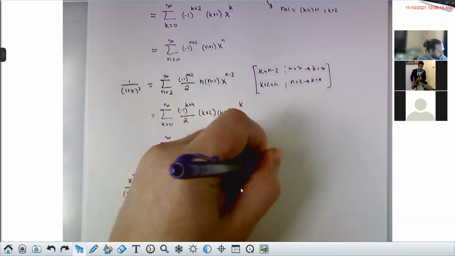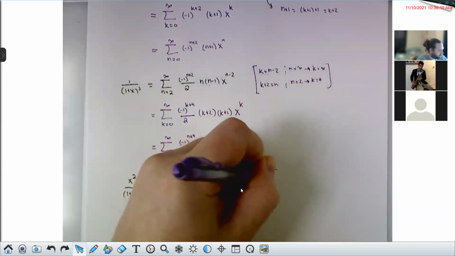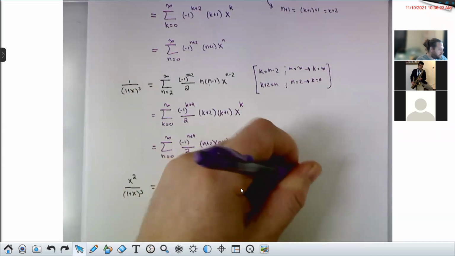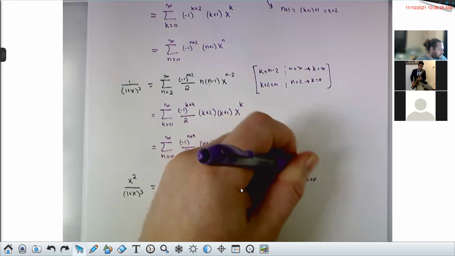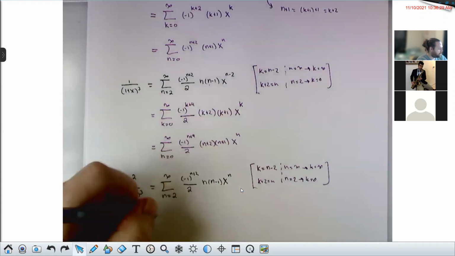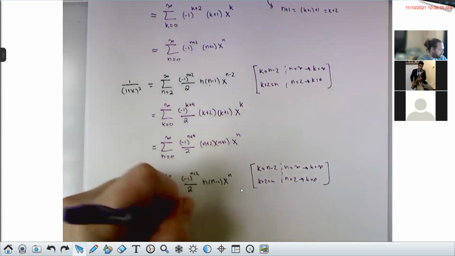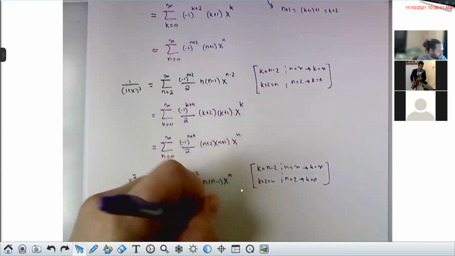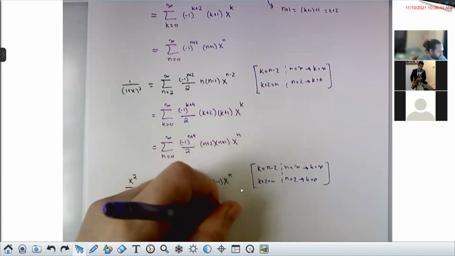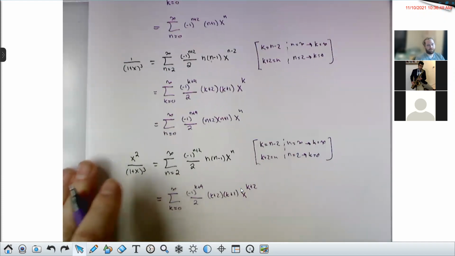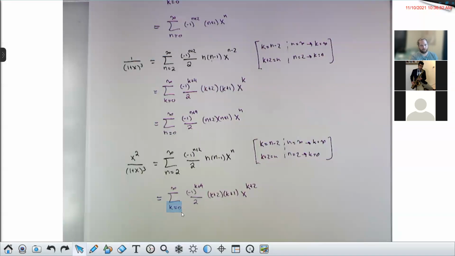So if I make the sub k equals n minus 2, again, k plus 2 is equal to n. Pretty much everything here is going to be the same. When n is 2, k is 0. When n is infinity, k is infinity, and we would get sigma k from 0 to infinity, negative 1 to the k plus 4 over 2 times k plus 2 times k plus 1 times x to the k plus 2. It can't be helped here. Either you're going to start at 0 or you're going to have x to the k. You can't get both.